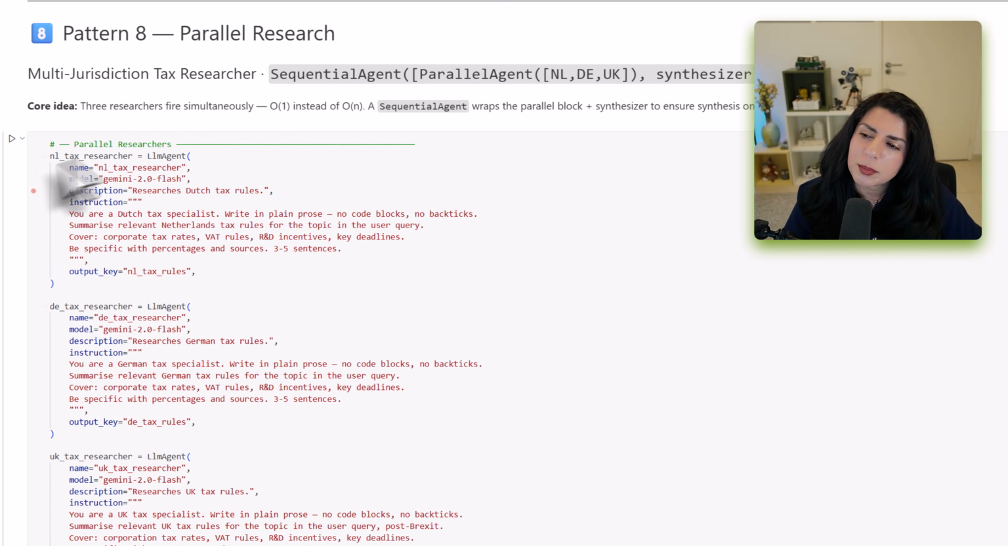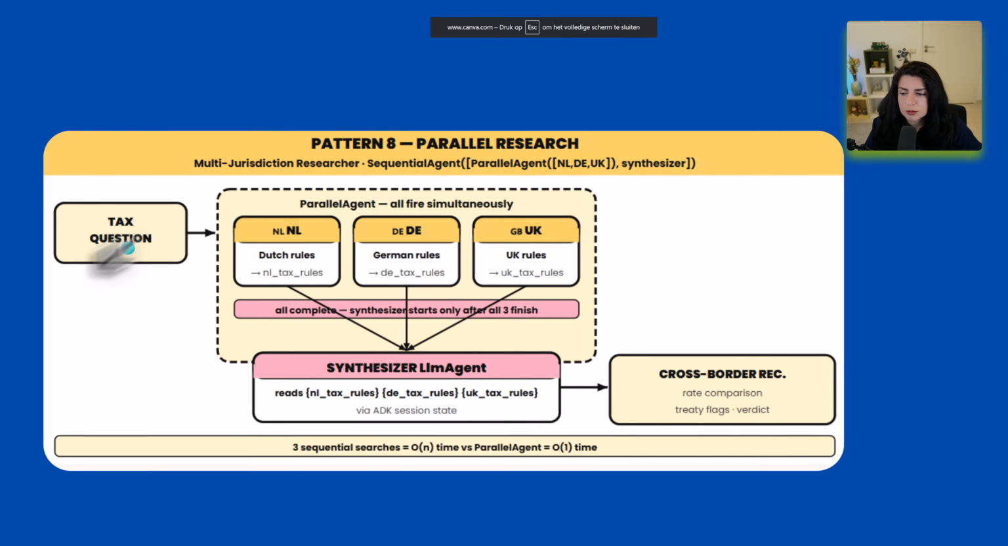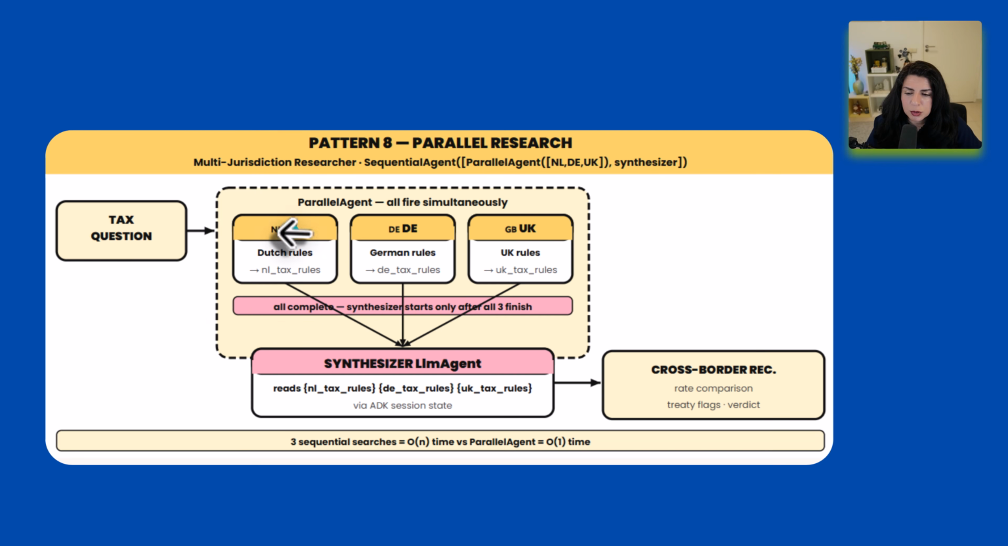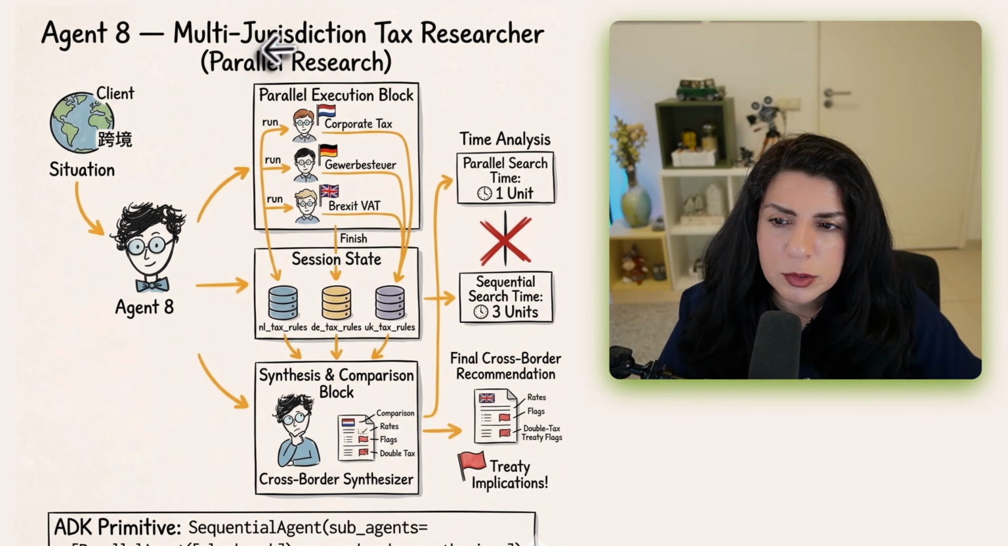Then we got pattern 8, parallel research. So if you have a tax question, you could use different countries' specialists, like Dutch rules, German, UK, and a synthesizer will bring everything together. We call it multi-jurisdiction.